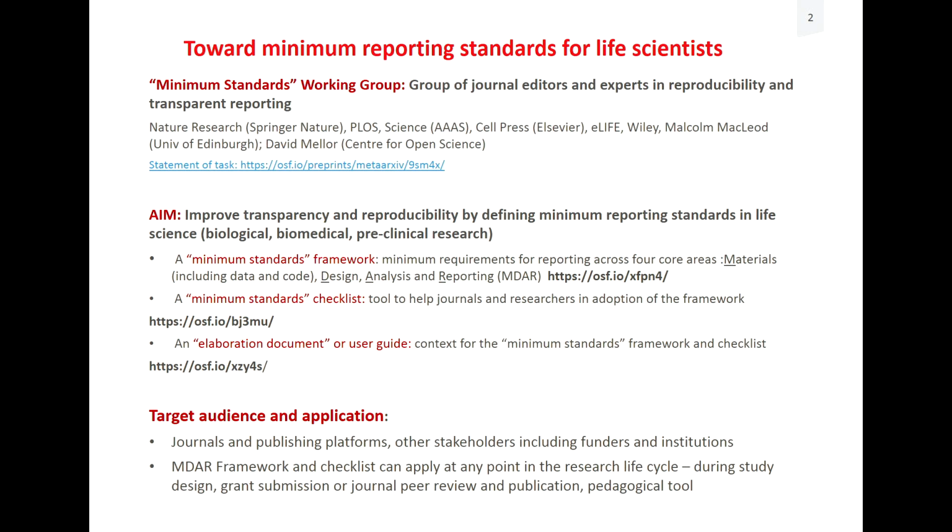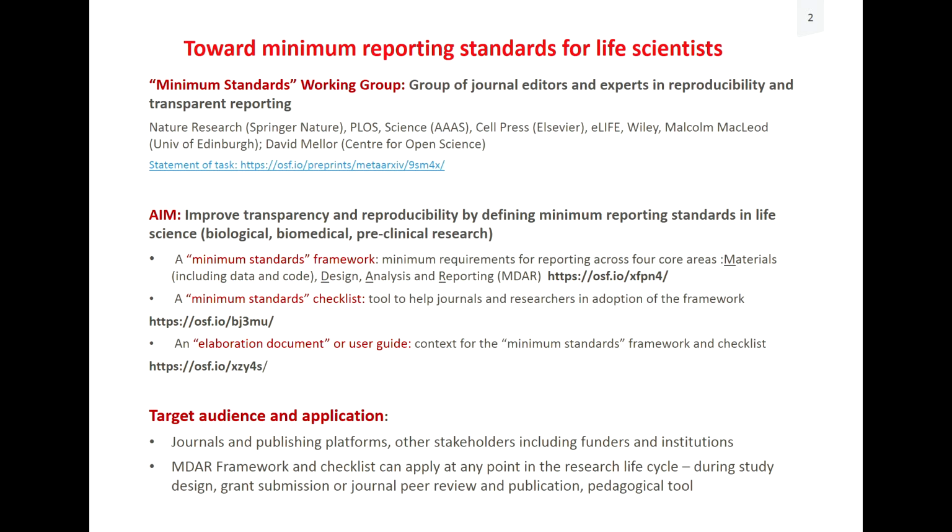And the aim was quite simple. We wanted to improve transparency and reproducibility, and we thought that the community was now at a stage where we could, in fact, try to define minimum reporting standards in life sciences. And by life science, we really wanted to focus on biological, biomedical, and preclinical research.